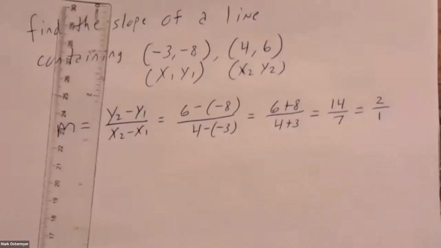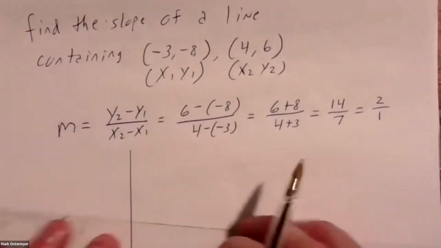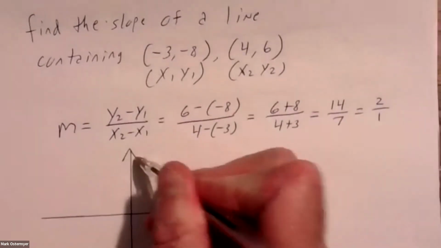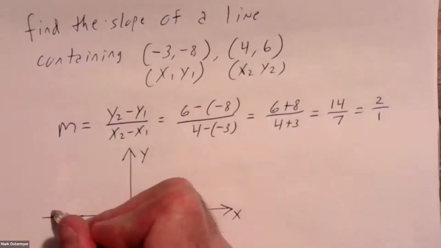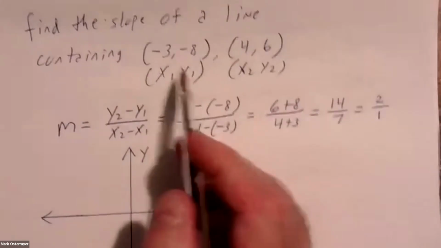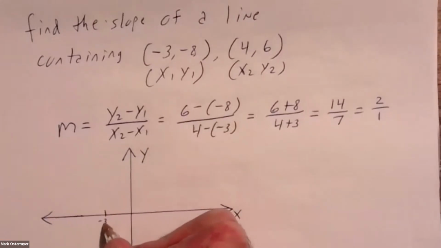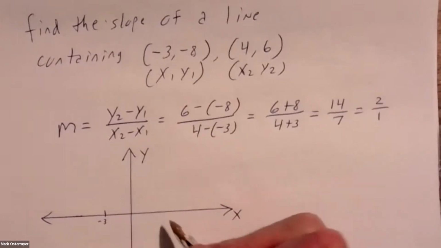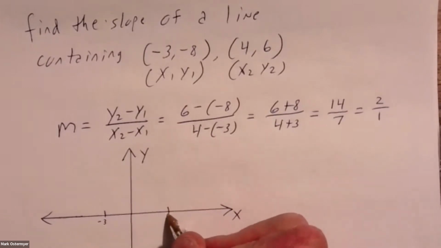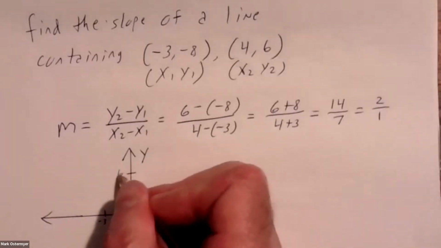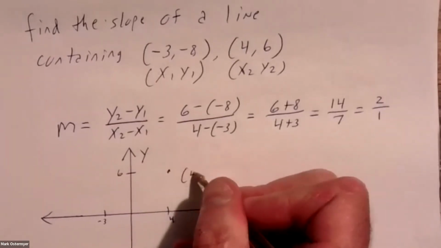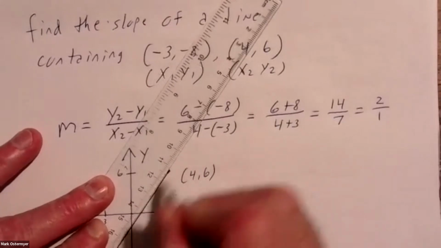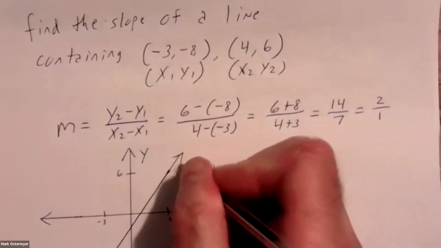Now, if we were to take the time and plot those points in the XY plane, and I'm not going to use a piece of graphing paper to represent that here, I'm just going to do a rough plot here. So -3, -8 is going to be down here in the third quadrant. And then I got the point 4, 6, which is going to be up here in the first quadrant. There's 4, 6. Putting a line to these points, we have the graph of that line whose slope is +2.